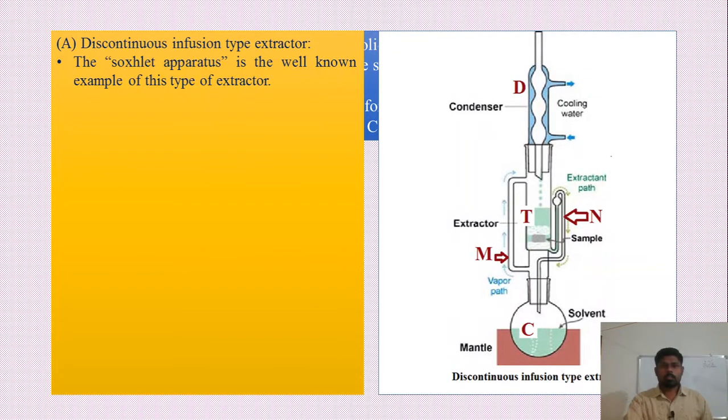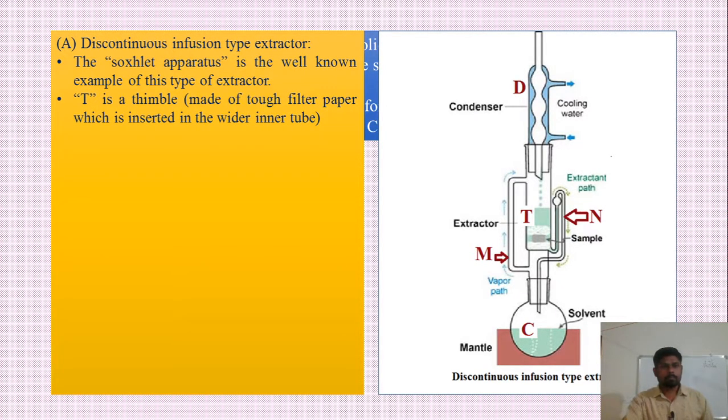In the discontinuous infusion type extractor, that assembly or apparatus is known as a Soxhlet apparatus, a well-known example of a discontinuous infusion type extractor. So T, capital T, is a thimble. A thimble is one type of membrane. It is made of tough filter paper, which is inserted in the wider inner tube. So that is a wider inner tube in which the thimble is placed.